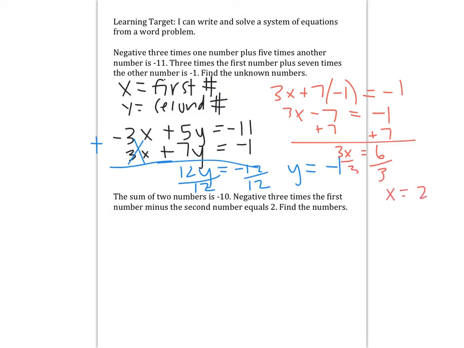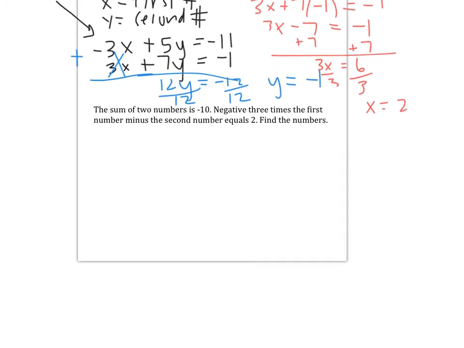So my final answer here, written as an ordered pair, would be 2 comma -1. And again, I could plug those numbers back into both of my original equations that I started with, and it will work for both of the equations. All right, let's take a look at the second example.